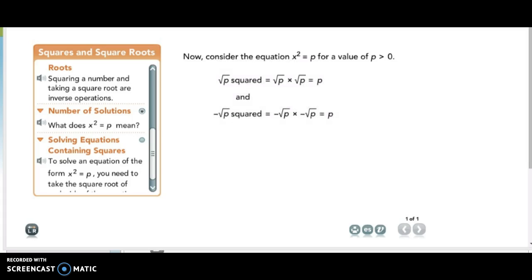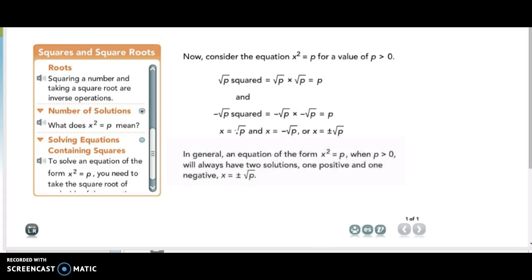So here they're showing us x squared equals p for a value that is going to be greater than 0. And we know that the square root of p times the square root of p is going to equal p. So the negative square root of p times the negative square root of p is also going to equal p. So it doesn't matter which one we're using. Our answer is always going to come out positive or negative. The square root of the number times itself is going to equal the x squared.